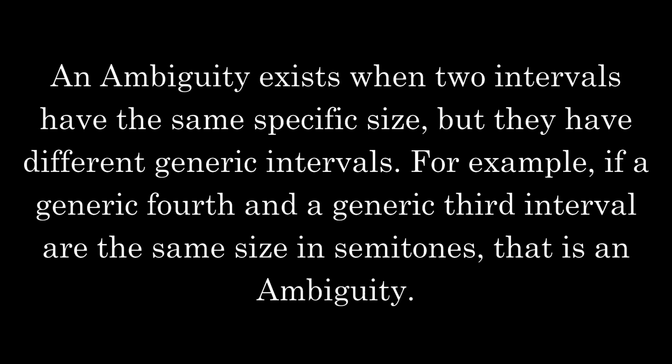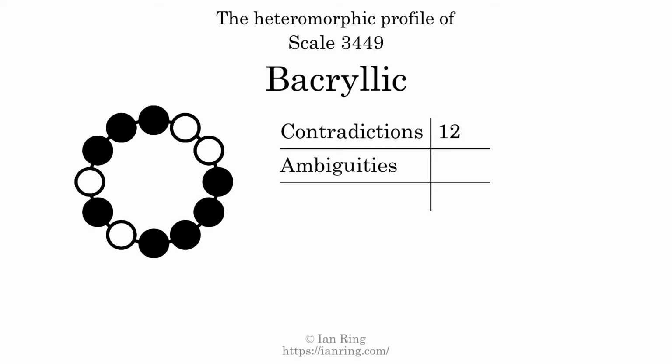An ambiguity exists when 2 intervals have the same specific size, but they have different generic intervals. For example, if a generic fourth and a generic third interval are the same size in semitones, that is an ambiguity. The number of ambiguities in this scale is 44.